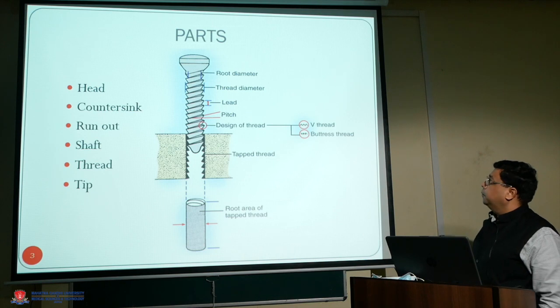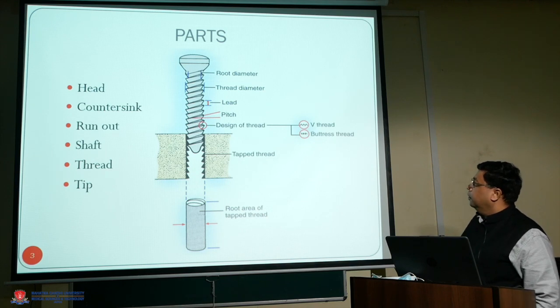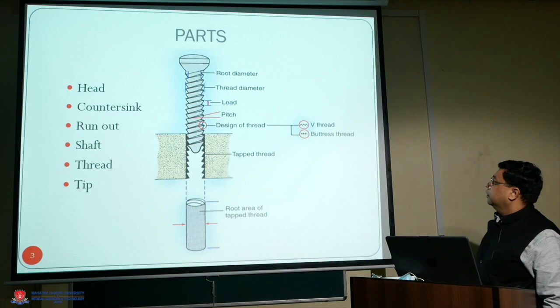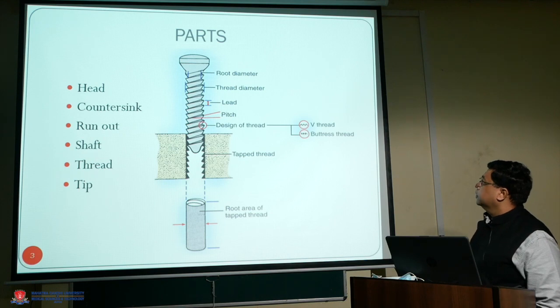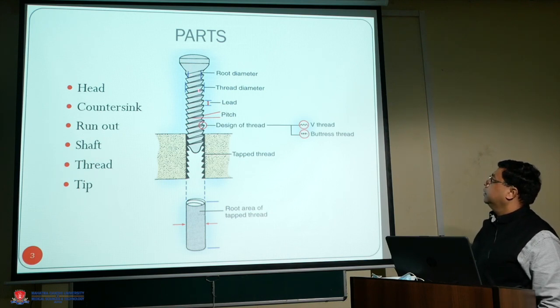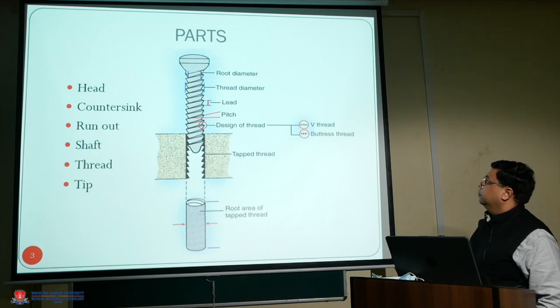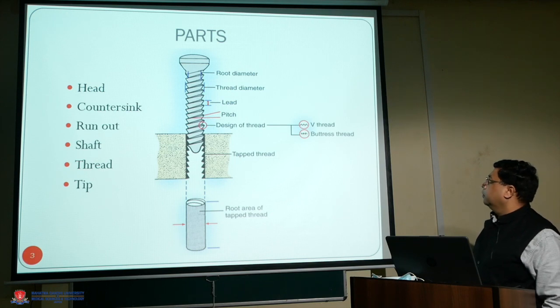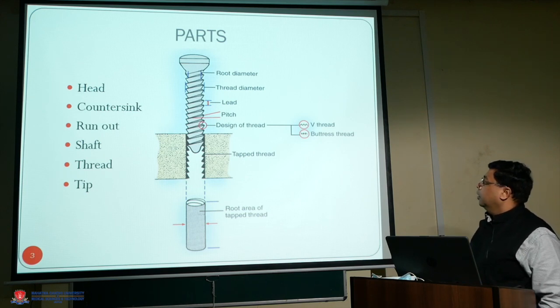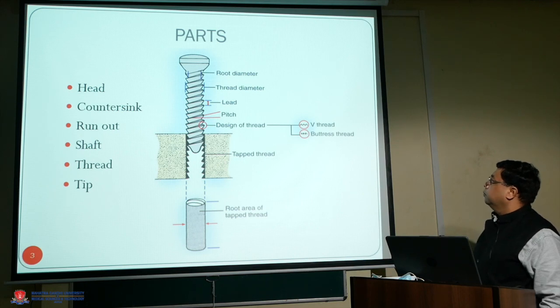So a screw has many parts. This is the head, then the countersink, then the run-out, shaft, threads, and tip. The head is a conical structure, and there is a core diameter or root diameter, which is the solid core of the screw, out of which the threads are cut. The distance between two threads is called the pitch, and the distance the screw travels in a complete circle is called the lead.